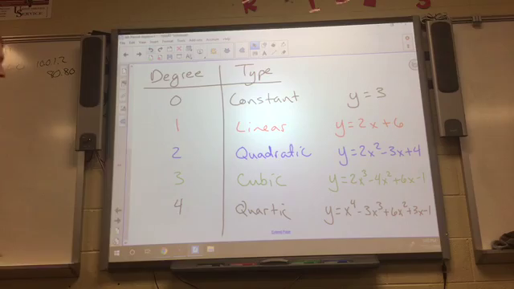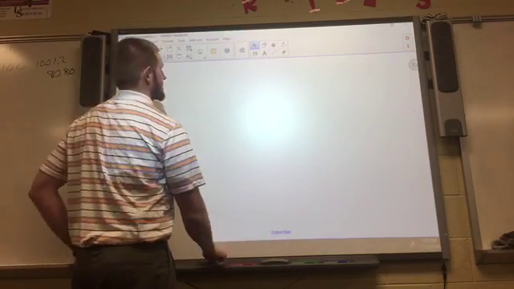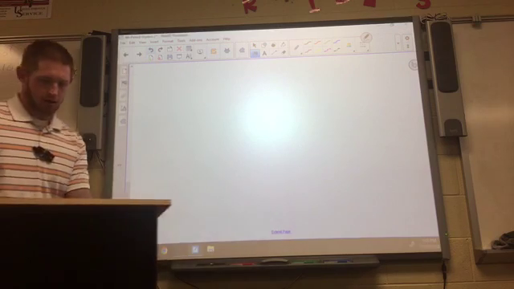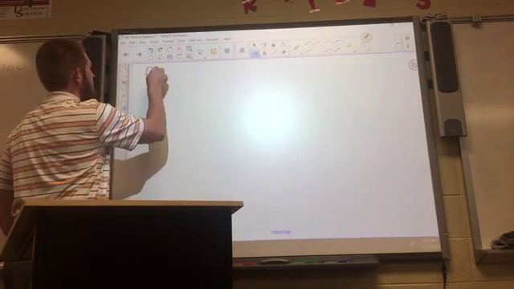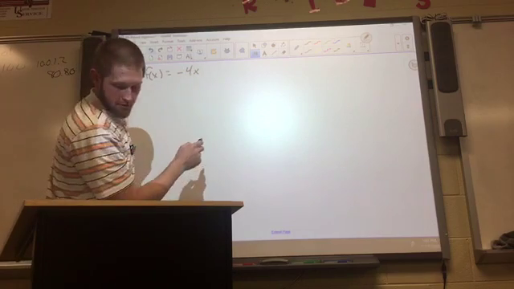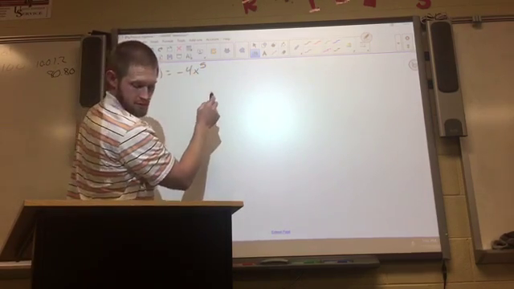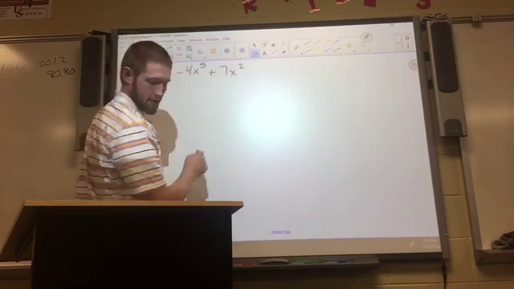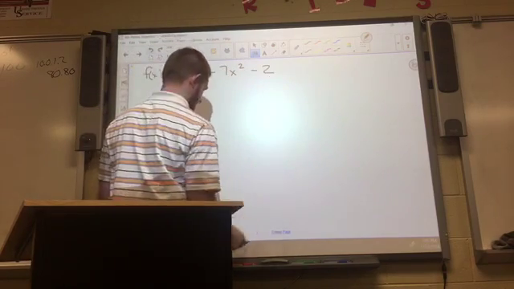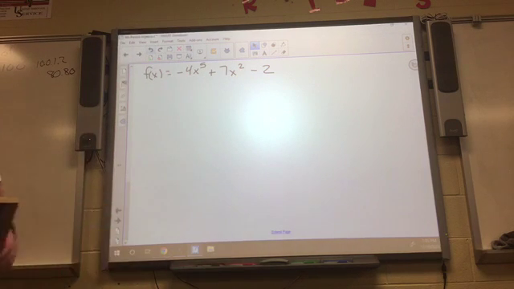So what we're doing here in example 1, they are giving us a function. They give me that f of x equals negative 4x to the 5th plus 7x squared minus 2. Okay, they want to know a few things here. One, they want to know, is this a polynomial? Okay, and right now everything I've showed you has been polynomials. I'll show you one in a minute that's not. Okay, is it a polynomial? If it is, what's the degree and what's the leading coefficient? And we'll talk about the leading coefficient in a second.